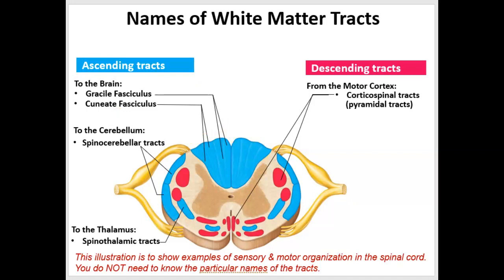Descending tracts are shown in red, and the ones that I think are relevant to you are the ones that are going to the skeletal muscles from the primary motor cortex. We call these corticospinal tracts because they're originating in the cortex. They go through the spinal cord. Eventually they're going to go through the pyramids of the medulla, between the brain and the cord.